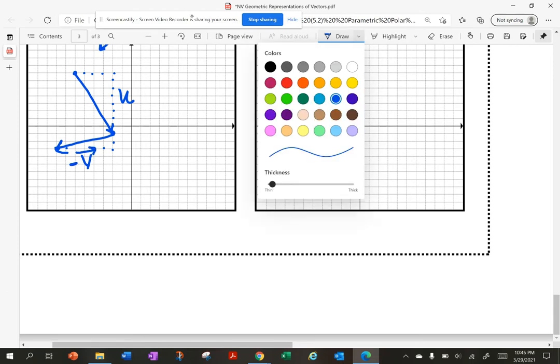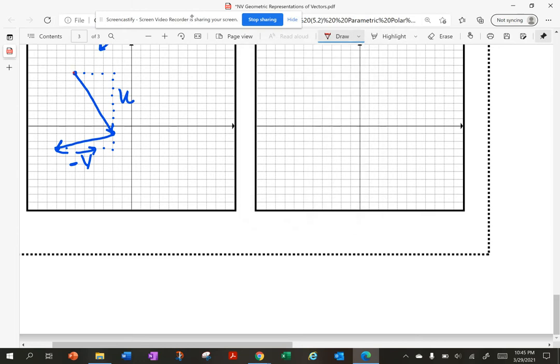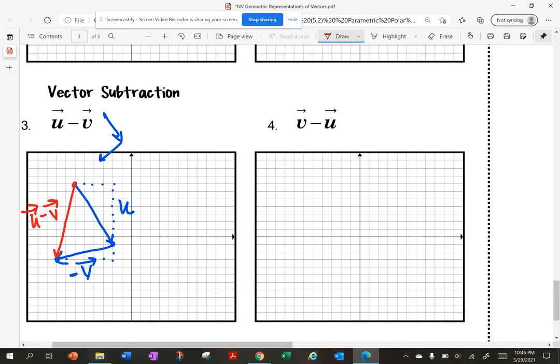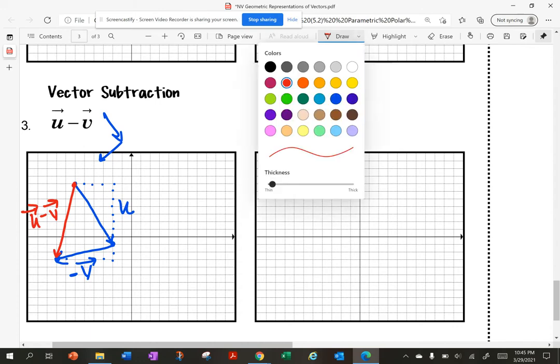So my resultant vector starts out at the original tail and goes to the last tip. So this is vector u minus vector v. Now vector v minus vector u.